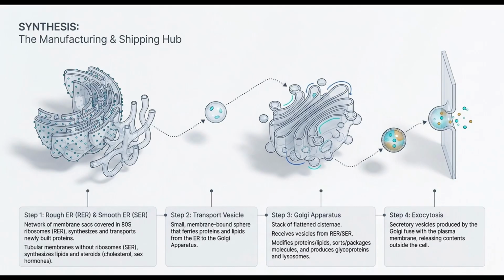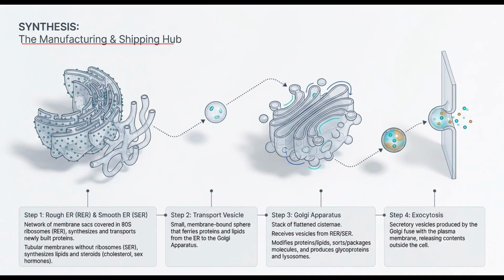Now let's see the synthesis, manufacturing and shipping hub. That is the rough ER and Golgi apparatus. Right. So here let's see the pathway followed by proteins after synthesis. What will happen to the proteins once they are synthesized? So protein production begins on the ribosome, as we have learned before, right? It is attached to the rough endoplasmic reticulum, or RER.